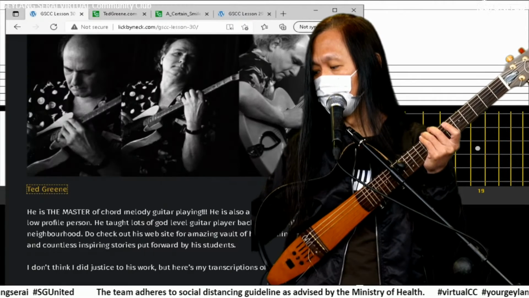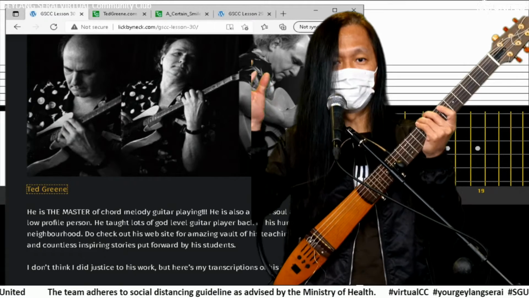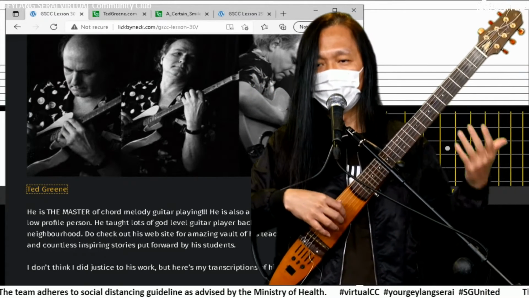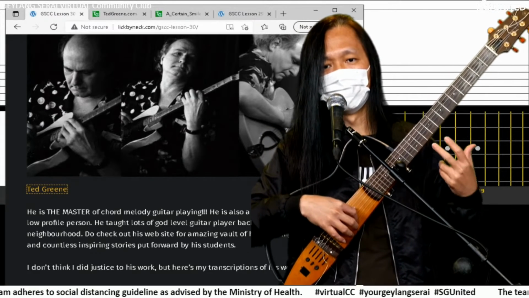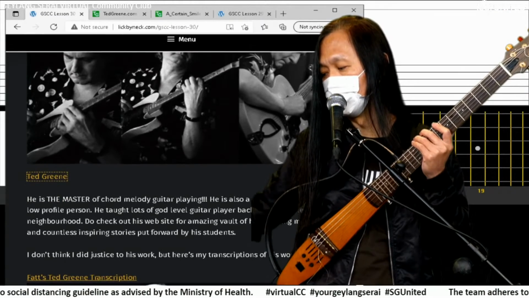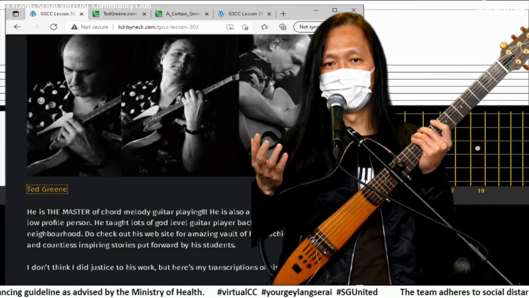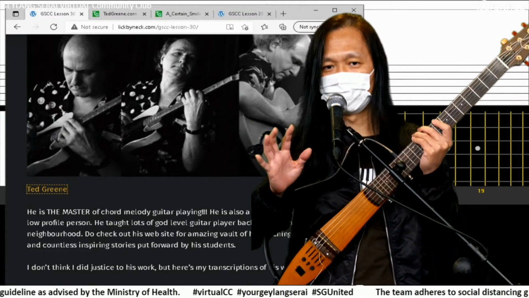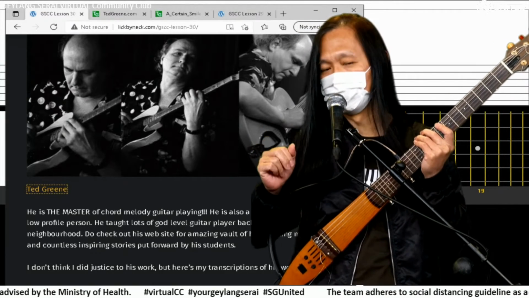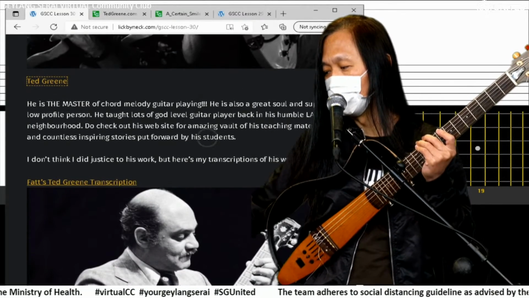If you listen to his playing, it's like you put the whole orchestra on the six-string fretboard. I would say it's very different from normal chord melody or solo guitar playing. Check it out. Ted Greene is a great soul, and he often felt very embarrassed to charge, or to raise his fees. But actually, he was worth much more than what he charged.